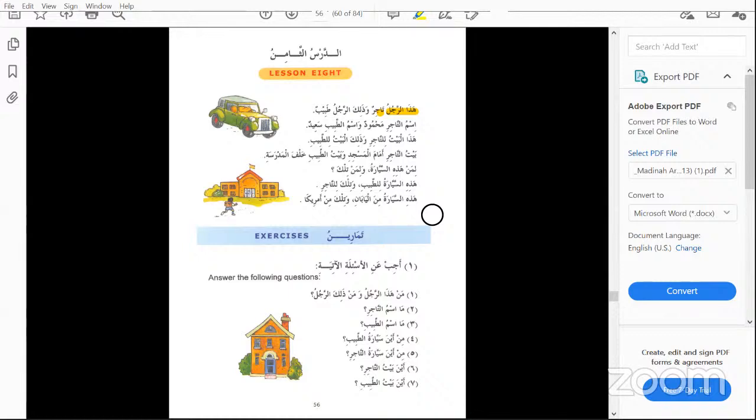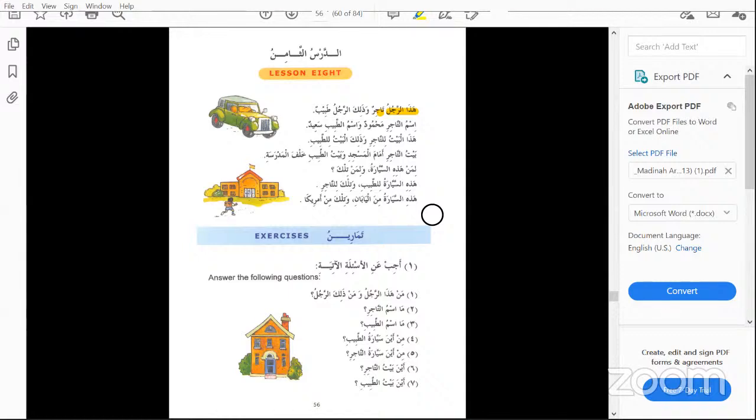Baitut Tajiri Amamal Masjidi. The merchant's house is in front of the mosque. Baitut Tabibi Khalafal Madrasati, and the doctor's house is behind the school. Liman Hazihis Sayyaratu. Whose car is this? Liman Tilka, and whose is that? هذه السيارة للطبيب. This car is for the doctor. وتلك للتاجر, and that is for the merchant.